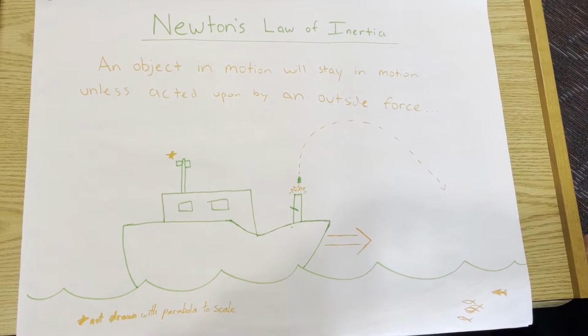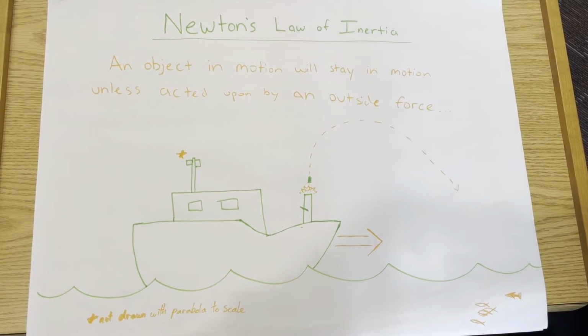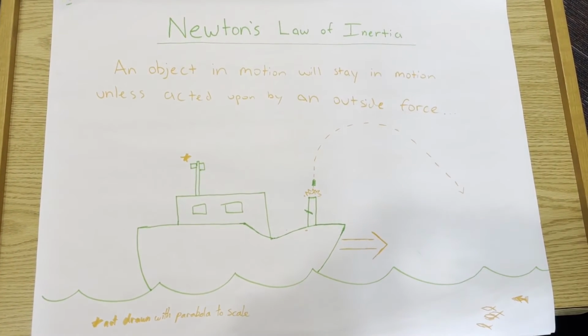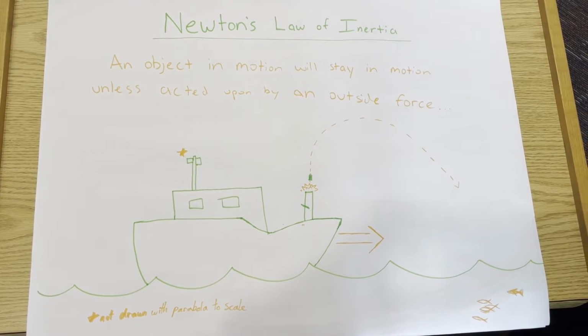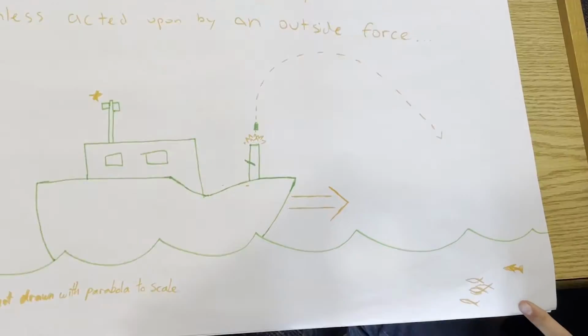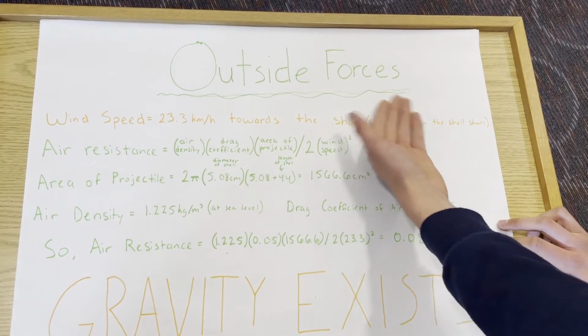So as you saw in that scene, the ship was moving forward when it shot the shell, and according to Newton's law of inertia, an object in motion will stay in motion unless acted upon by an outside force. And therefore, since the ship was moving forward when the shell was shot, the shell should already have a forward trajectory.